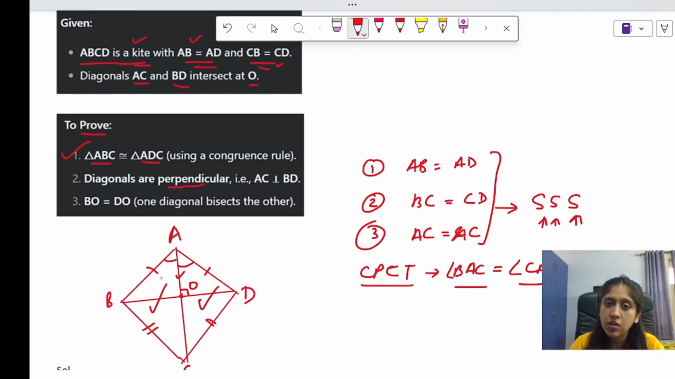बहुत धीरे से धीमे समझाऊंगी. So triangle AOB. I'm just filling it with red. कौन सा triangle AOB? ठीक. And triangle AOD. ठीक है, this triangle, the small triangle. The smallest triangles which can be found, AOB and AOD. Okay. Now let's just try to make them congruent.